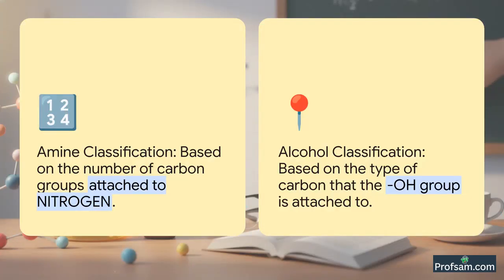Now, this is a very common point of confusion for students, so let's be very clear. Do not mix this up with how we classify alcohols. For amines, the rule is simple. We count the number of carbon groups attached directly to the nitrogen atom. For alcohols, remember, we look at the type of carbon the OH group is attached to. This is a critical difference, so make sure you have it clear in your mind.